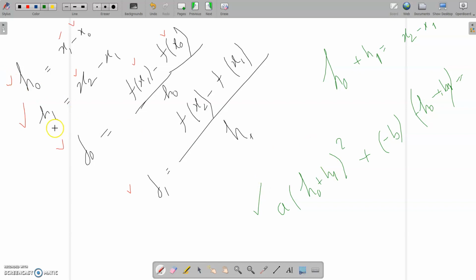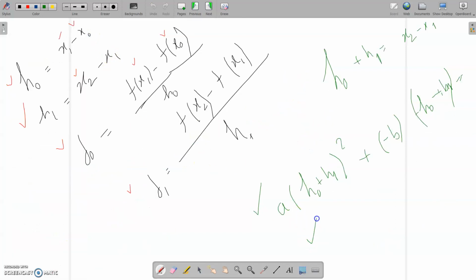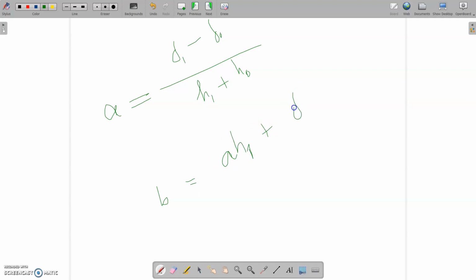So you just place these parameters in this equation and this equation. If you place them, you will get two equations, and from these you can find that a is equal to (delta 1 minus delta 0) divided by (h1 plus h0). You can derive it by yourself, it is just a simple thing. Now b is equal to a into h1 plus delta 1, and c we have already calculated, that was f of x2.